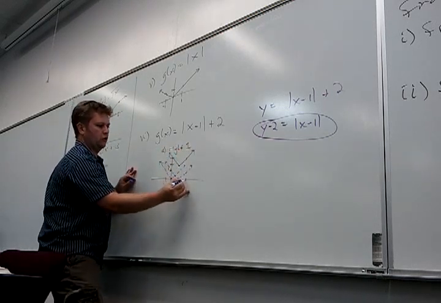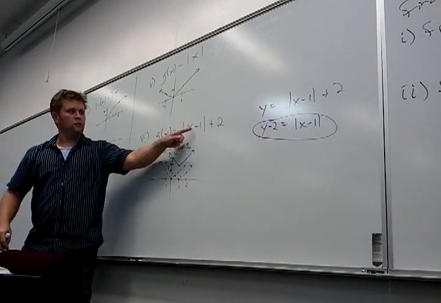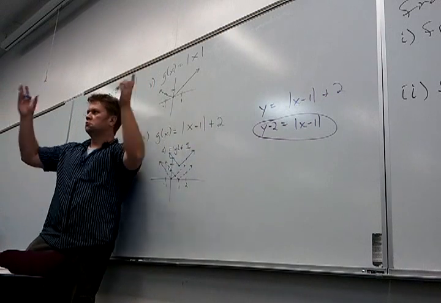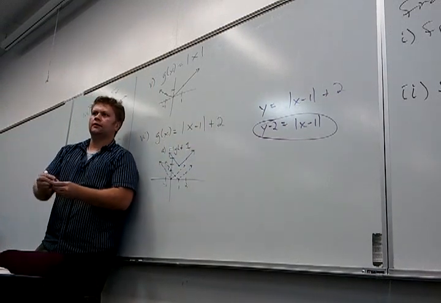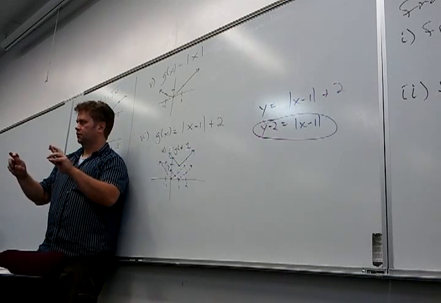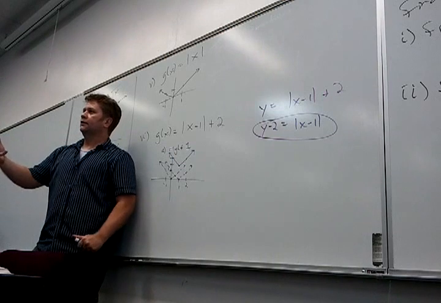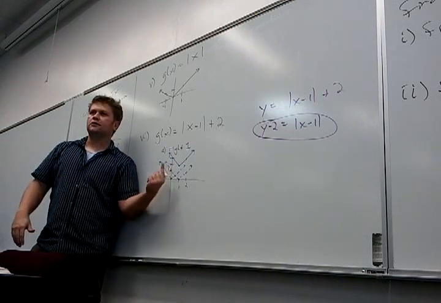And to check it, if I throw a 2 in there, I better have a 3 come out. 2 minus 1 is 1, plus 2 is 3. Yay. How are you guys feeling about that so far? So you can see why I made a big point last time about you need to know what these things look like. If you don't know what they look like, you can't even do the first step.